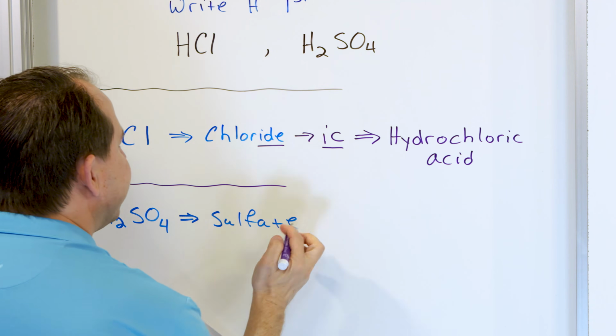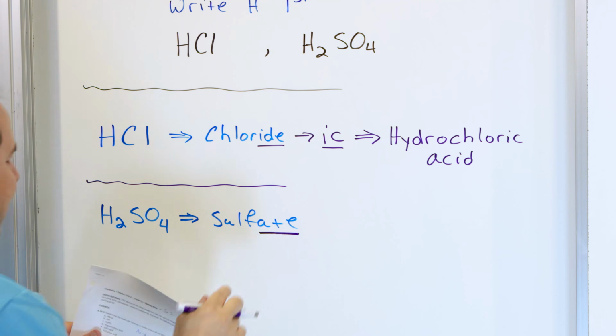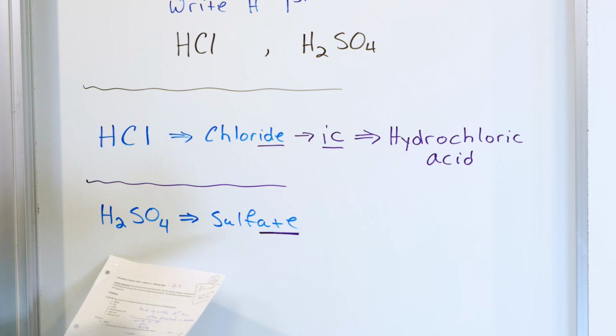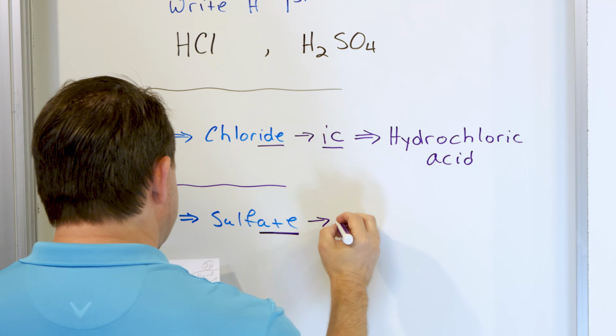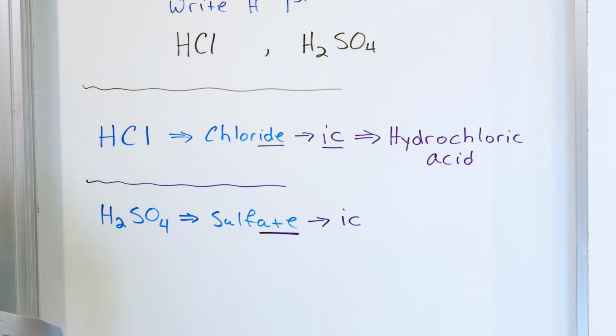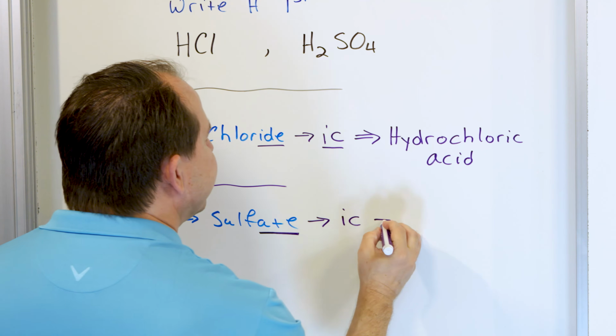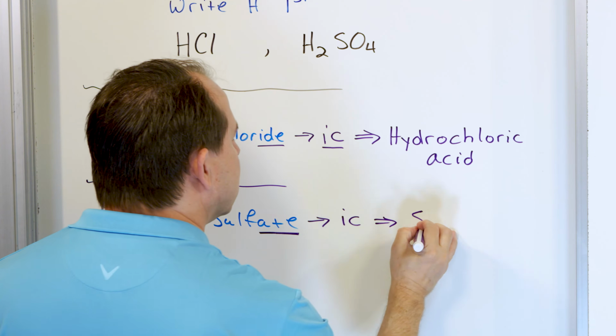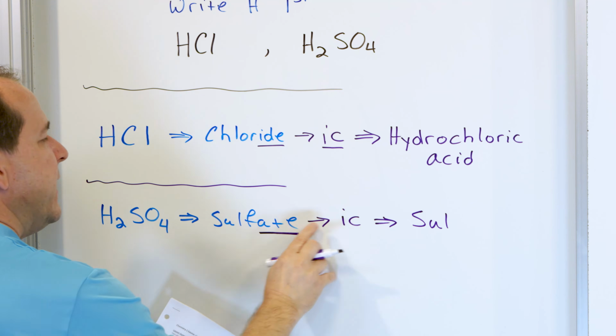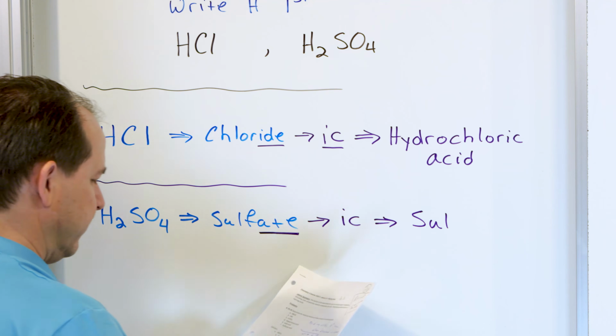And what's going to happen is if the anion ends in ADE or ATE, then we change that to IC. But we don't put hydro in front. We just literally name it based on the ion here. And so what is it? It's sulfuric acid.